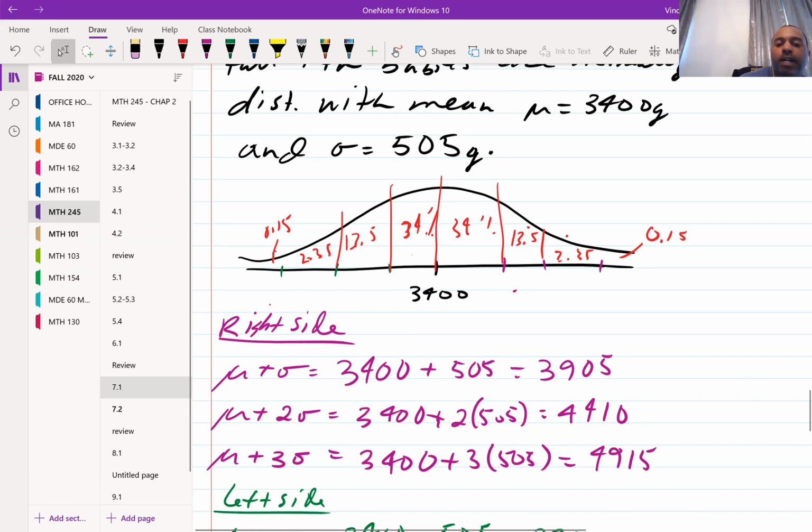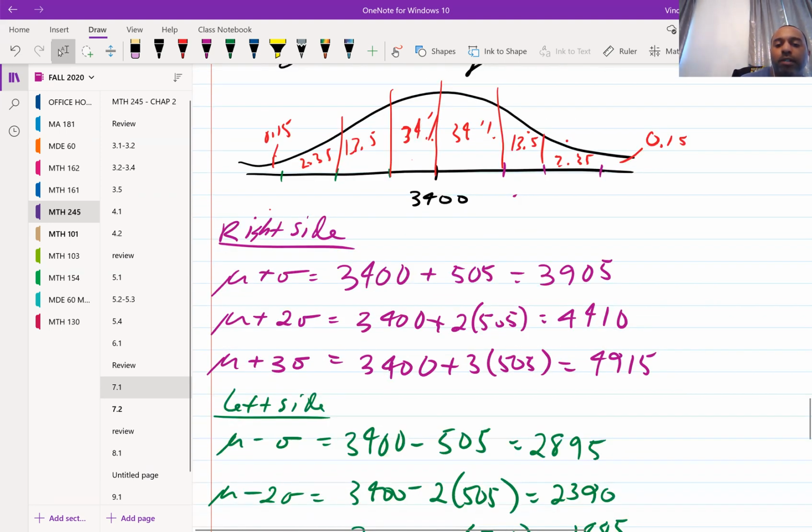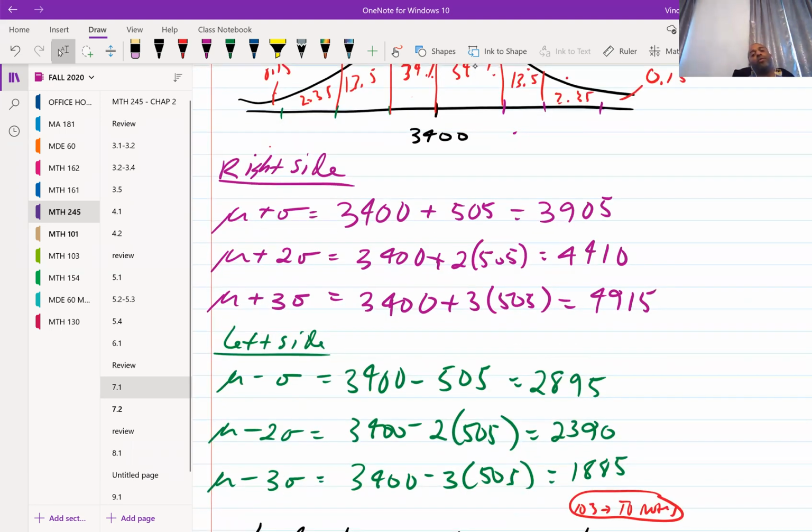All right, to get the left side, we will subtract 505 3 times. So 3,400 minus 505, 2,895. Minus 505 again, that's 2,390. Then minus 505 one more time, that's 1,885. All right. Questions? Any questions?